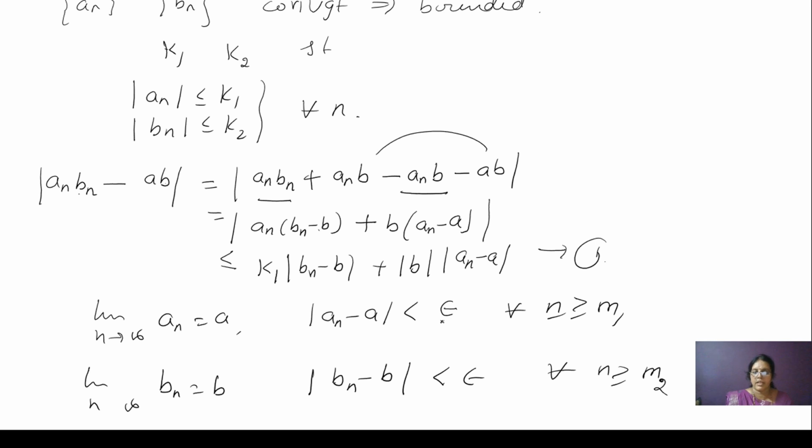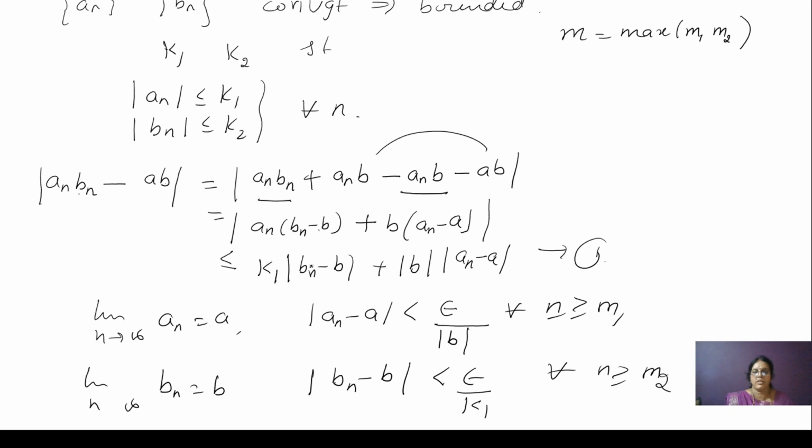But instead of epsilon, we will take any number such that the expression is positive. So here I will take epsilon divided by mod b, in order to cancel this with b. Because if epsilon is positive, epsilon by mod b is again positive. And here also, for b_n minus b, we have to cancel it with k1. I will take it as epsilon by k1 for n greater than or equal to m2. So as in the previous problem, we choose m as the maximum of m1 and m2.